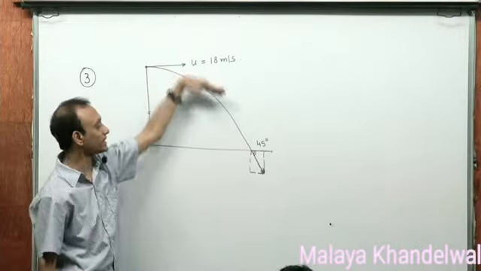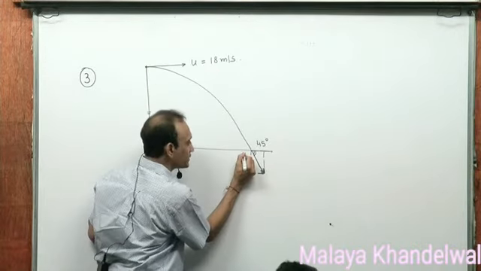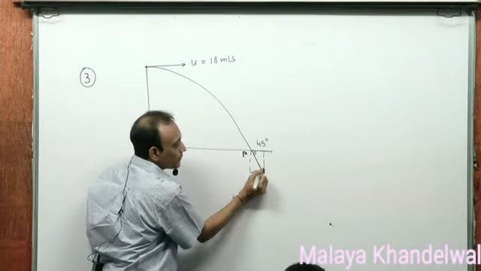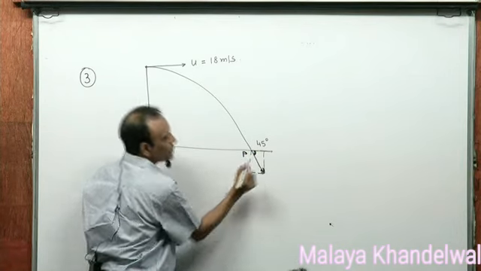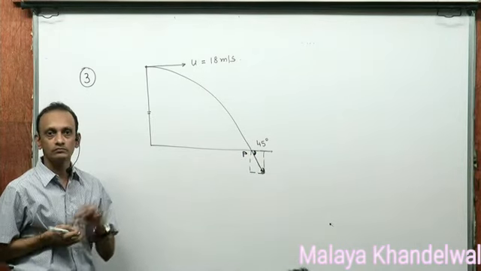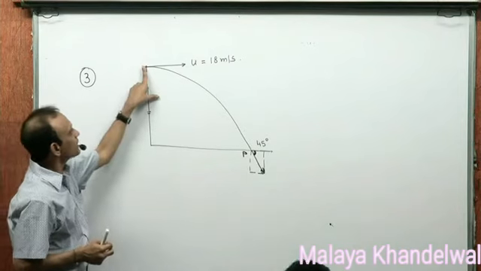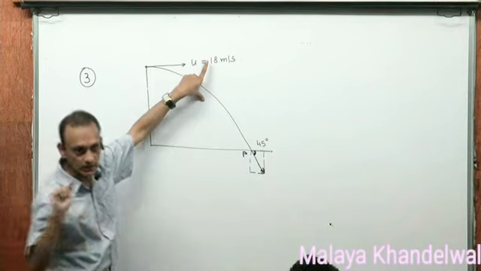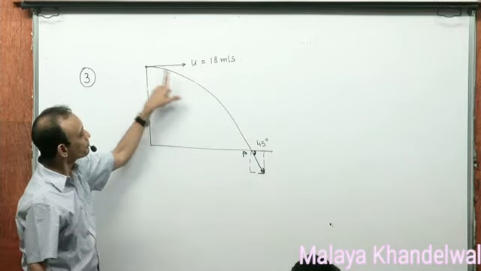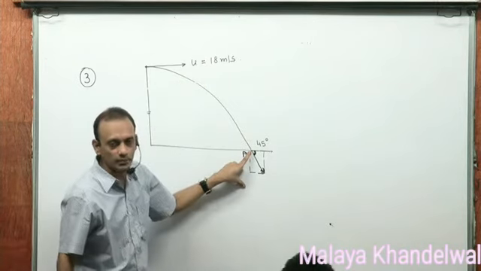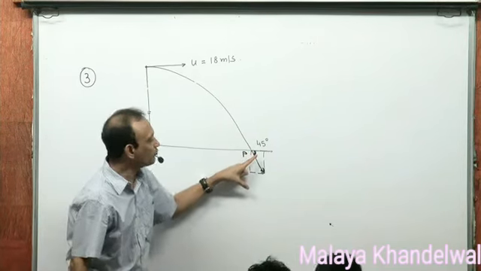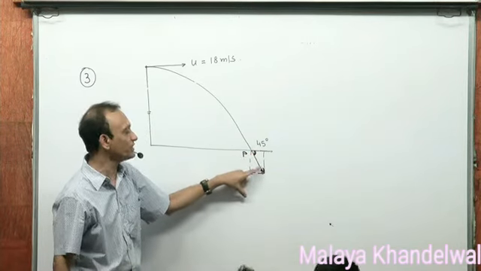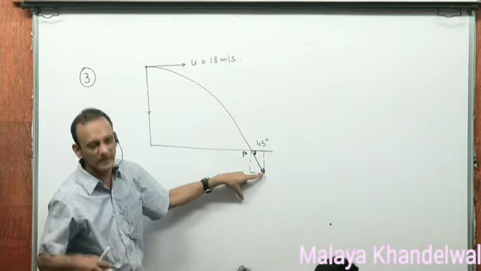There is a particle which is launched from the top of a tower with a velocity of 18 meters per second horizontally, right? And it hits the ground at a point P, making an angle of 45 degrees with the horizontal. I want to find the velocity at the point P, the speed at the point P.